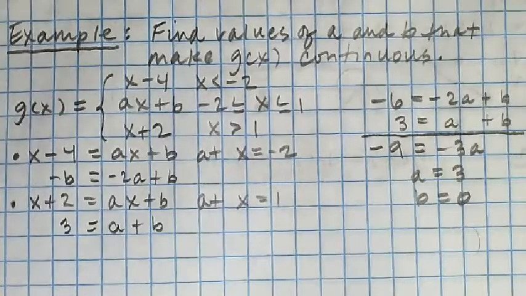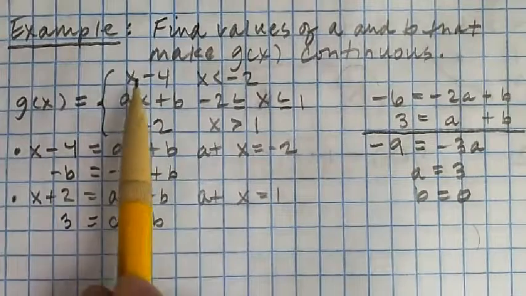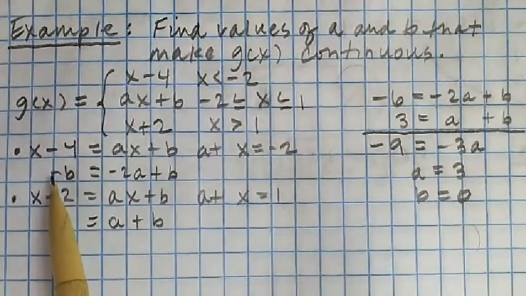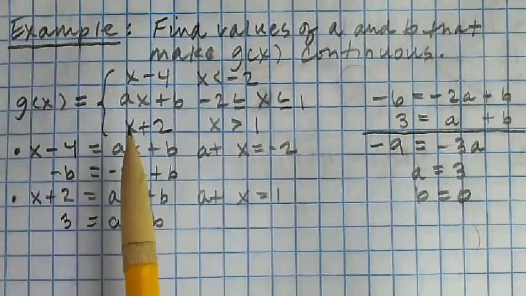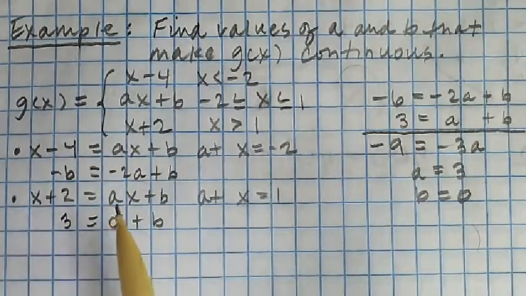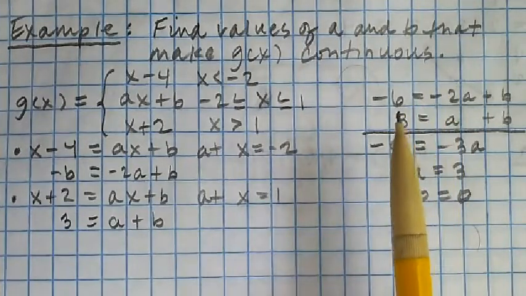Alright, there you go. So first I set the first two pieces equal to each other and plugged in x equals negative 2, giving me negative 6 equals negative 2a plus b. And then I set the second and third pieces equal to each other and plugged in 1, getting 3 equals a plus b. And then I solved the system.